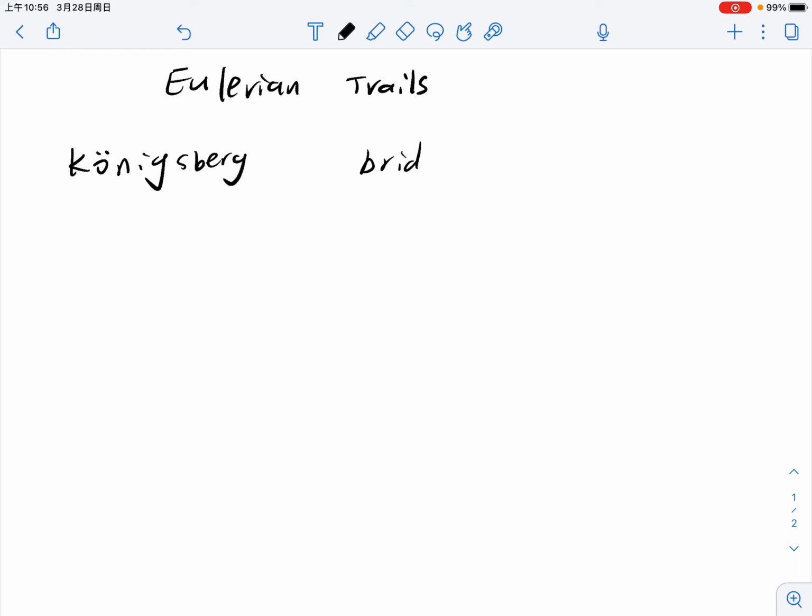Hello everyone. Today we are going to talk about Eulerian trail. It starts with the following real problem. At that time, Euler lived in Königsberg, and there was an interesting question.